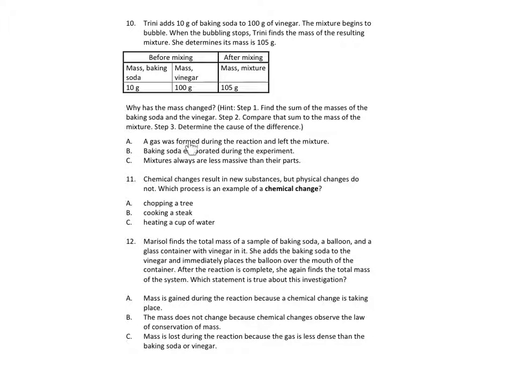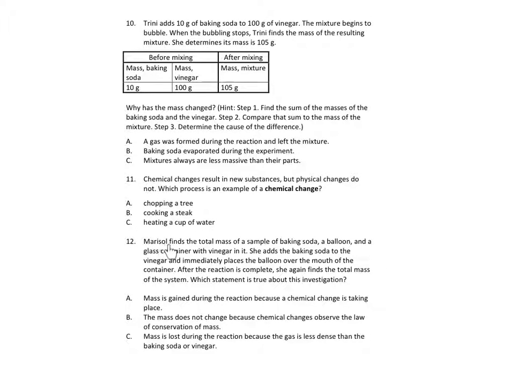A. A gas was formed during the reaction and left the mixture. B. Baking soda evaporated during the experiment. C. Mixtures are always less massive than their parts. Number 11. Chemical changes result in new substances, but physical changes do not. Which process is an example of a chemical change? A. Chopping a tree. B. Cooking a steak. C. Heating a cup of water.